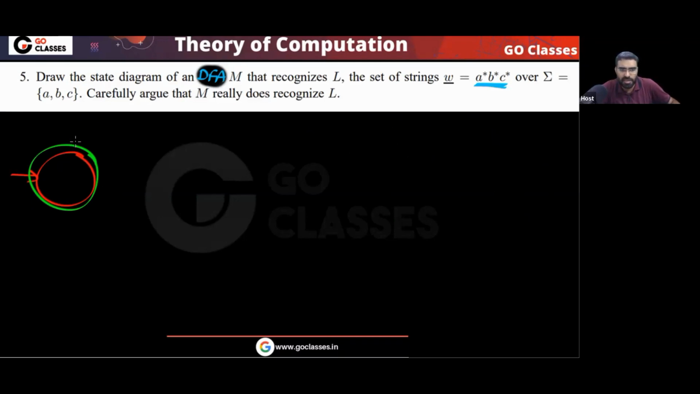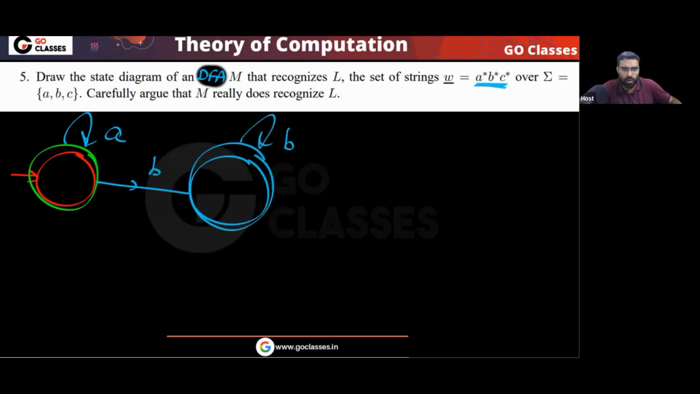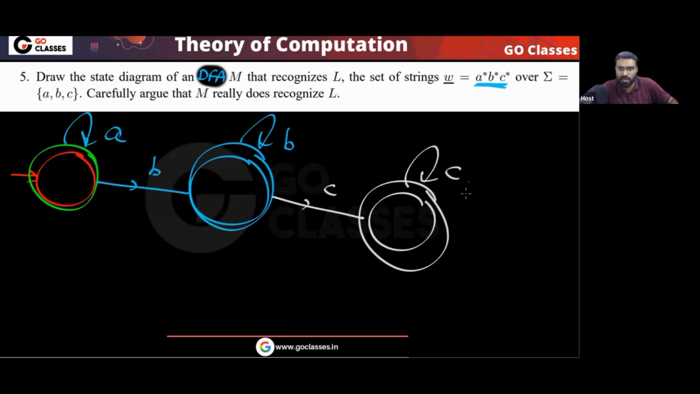Now in this state, if A's are coming, do we have any problem? There is no problem. If B is coming, then you can go to this state. In this state, any number of B's can come, no problem. In this state, if C's are coming, any number of C's are coming, no problem.